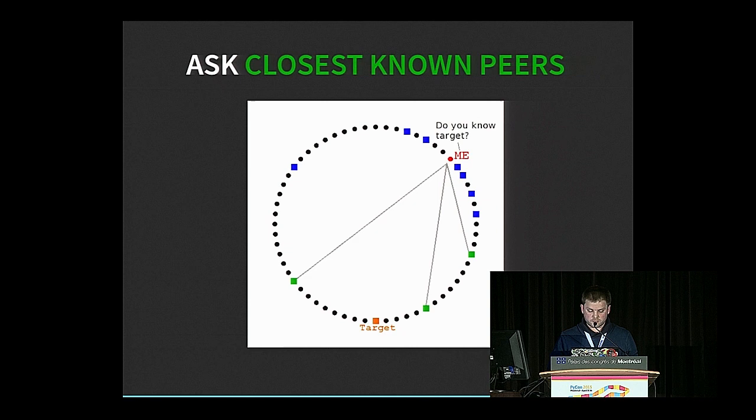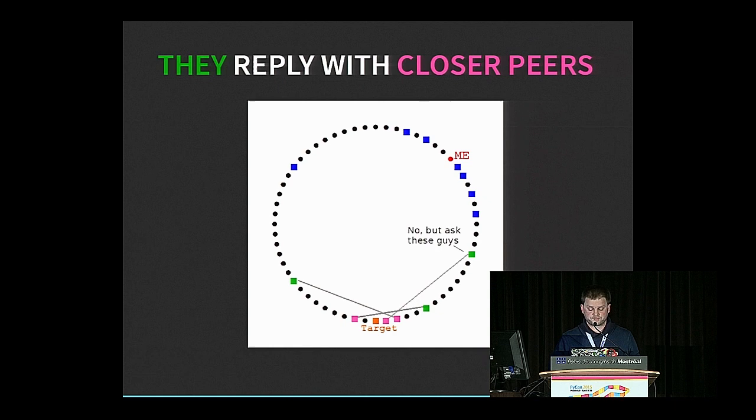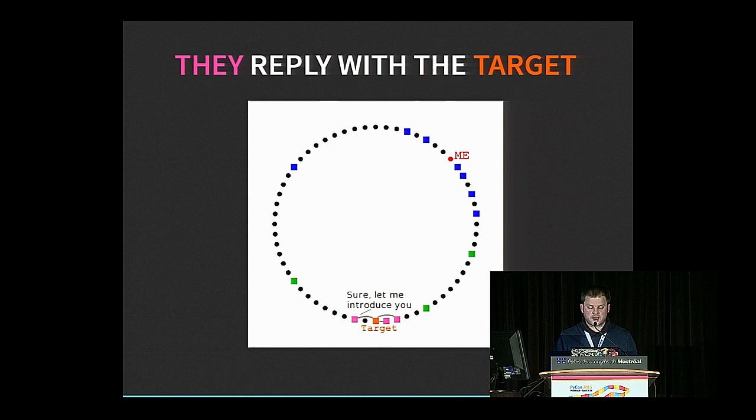So the first thing I do is I ask the closest peers that I already know about in my routing table. The second thing is that they will reply with closer peers that they know from their routing table. And then this continues until somebody who's close to the target actually replies with either the value that I'm looking for, or the lookup ends when I can't find any nodes that are closer to the target key, in which case I will put the value at those nodes.